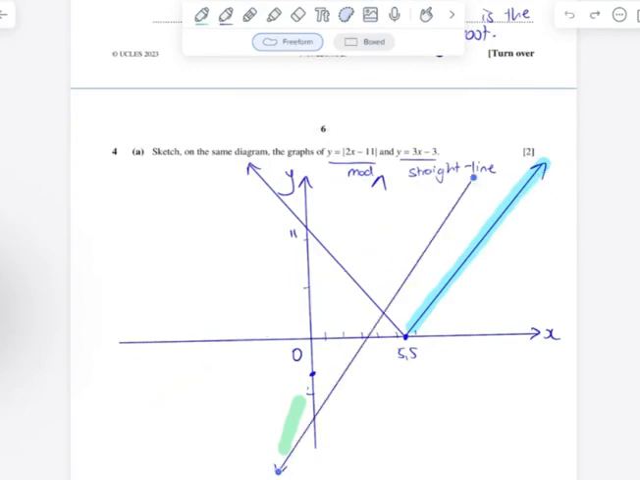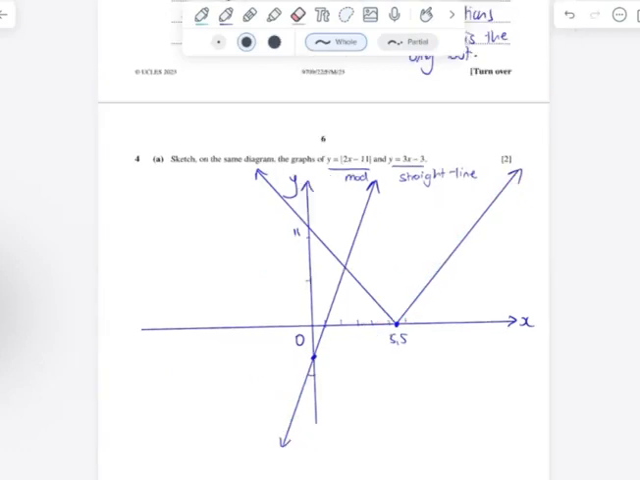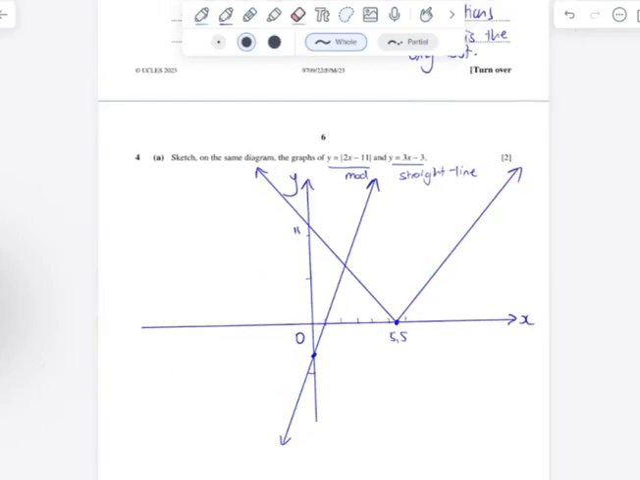Okay, so that's just the principle that I want to show you, and we'll see what the questions are that follow, but you generally need to get the gradients of these graphs correct and show where they intercept on the x and y axes. That would be the best option.